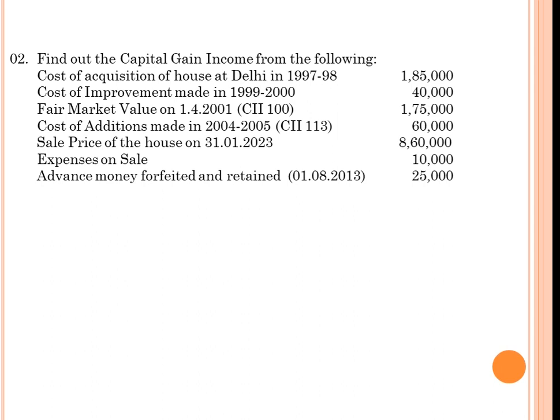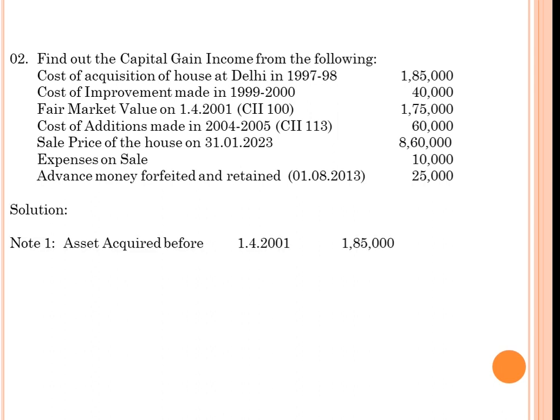Any advance money forfeited and retained on or before 1/4/2014, the value is going to be deducted out of the cost of acquisition. Advance money forfeited and received after 1/4/2014, the value you directly take into income from other sources. Here, is the advance money before 1/4/2014 or after? Before. So the value of 25,000 we are going to deduct out of the cost of acquisition. I'll explain in detail with workings.